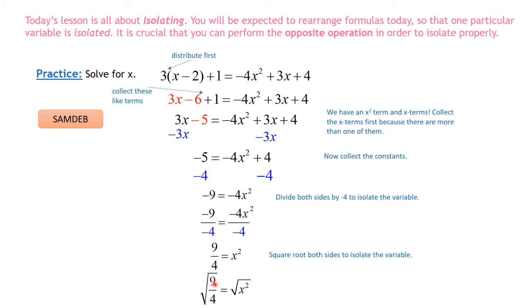The square root of 9, I know what that is. The square root of 4, I know what that is. So when I take the square root of a square, these two cancel each other out, and I'm left with my answer of 3 over 2 equals x.